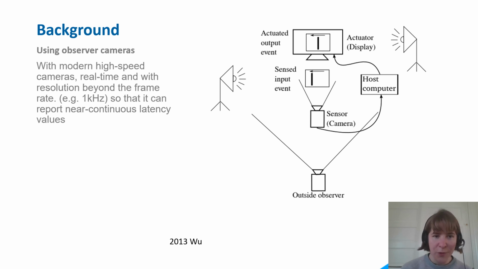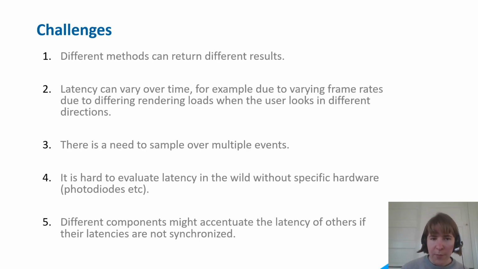More recently, with the arrival of high-speed cameras, we've been able to have an observer camera technique, which is seeing both the sensor input and the automated input on the outside, and that can be a very good way of near continuous latency reporting. But it doesn't really matter which technique you use. The challenges are very similar across the techniques.